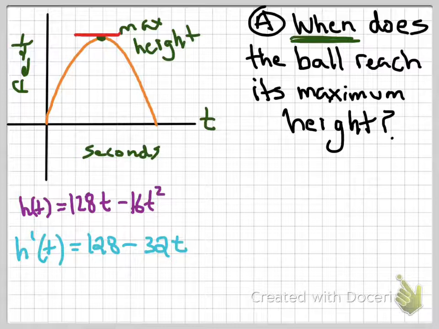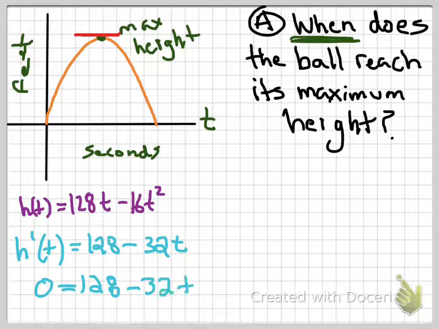There's my derivative equation. Well, we want a slope up here at the top equal to 0. So if we want a slope of 0, we actually want the derivative to equal 0. We want 128 minus 32t equal to 0. And now I'm going to solve for t. Let's figure out, what does t equal? That's just some basic algebra. So 128, we're going to add the 32t to the other side and divide. And we're going to get time is equal to 4. t is equal to 4.